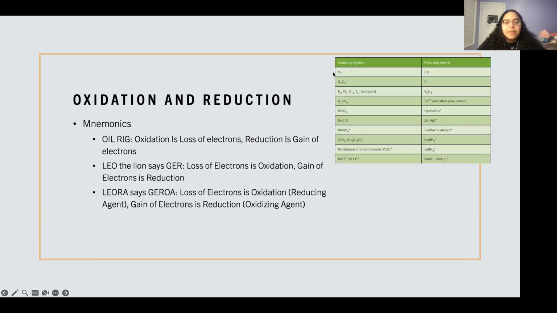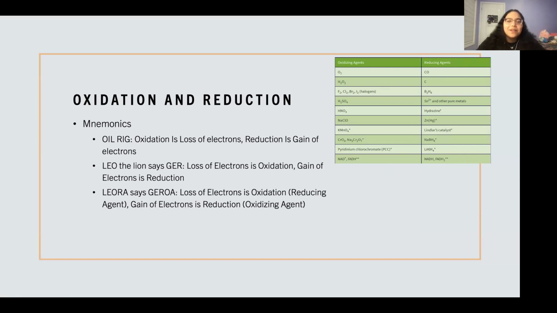Then the next thing is oxidation and reduction. For electrochem in general, there are a lot of good mnemonics that help you remember the rules. For defining oxidation and reduction, the one I use a lot is OIL RIG, where oxidation is the loss of electrons and reduction is the gain of electrons. There's also LEO the lion says GER. Another one that I didn't know of, but the Kaplan book has, is LEORA says GEROA.